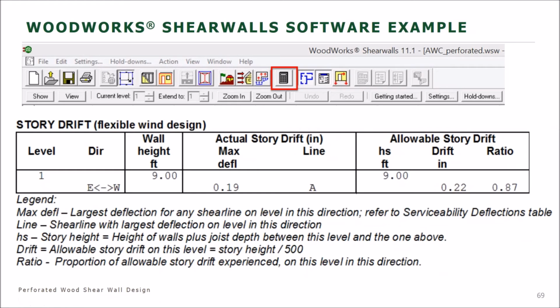And finally, the story drift. The software is going to take the allowable story drift that the user has defined. In this case, we've defined it as the H/500 and compare that to the maximum deflection along a shear line. So in this case here, for story drift, we're at about 90% capacity. So that, in this case, could potentially be the governing design criteria for this particular wall, would be the drift limits.